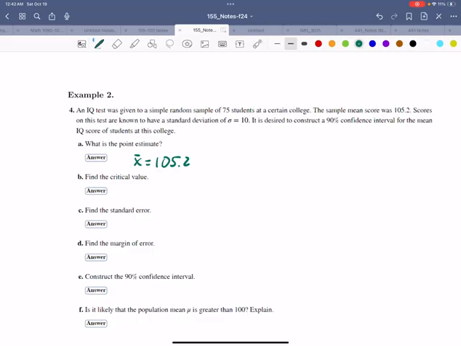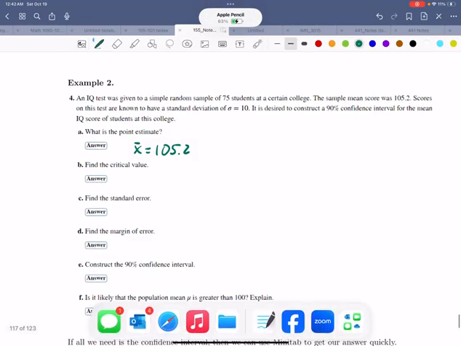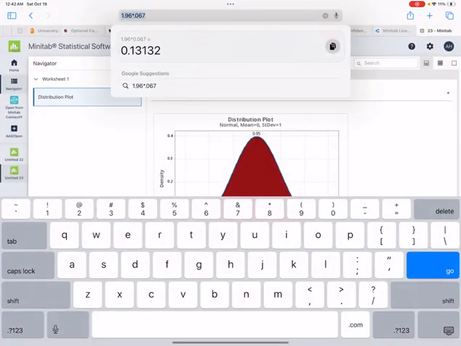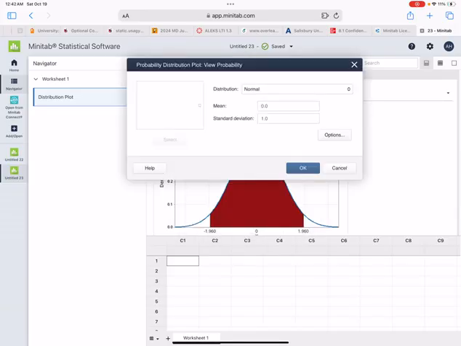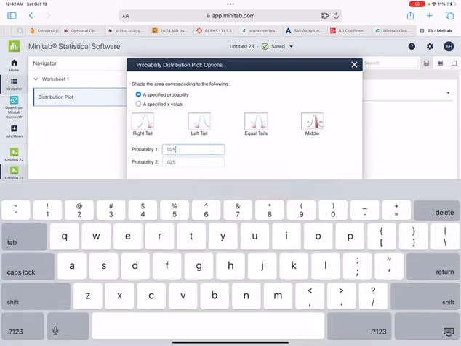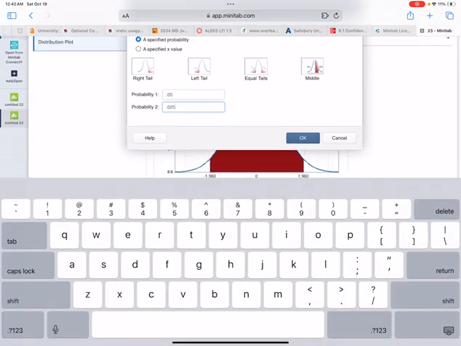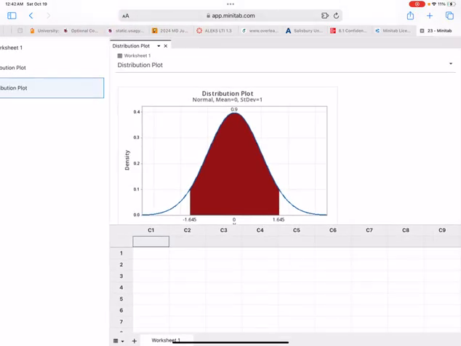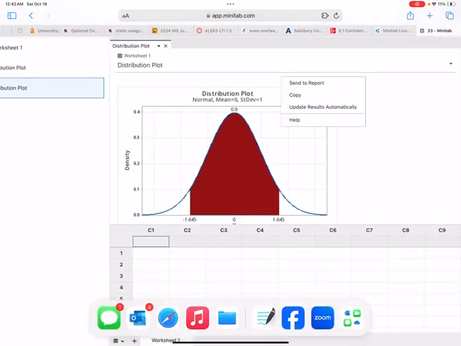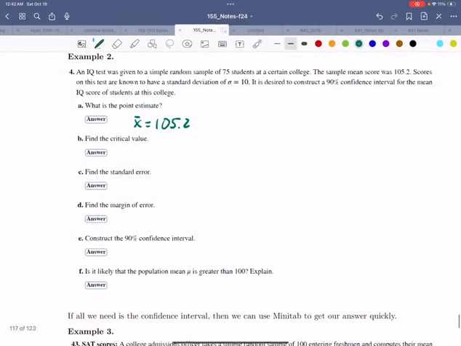Well, for the 90% confidence interval, we're going to go to Minitab. We're going to say, okay, graph, probability distribution plot, view probability, options, and we're going to keep middle. But because it's a 90% confidence interval, we're going to do this. And we get 1.645, right? Just note that that's that value, okay? 1.645.